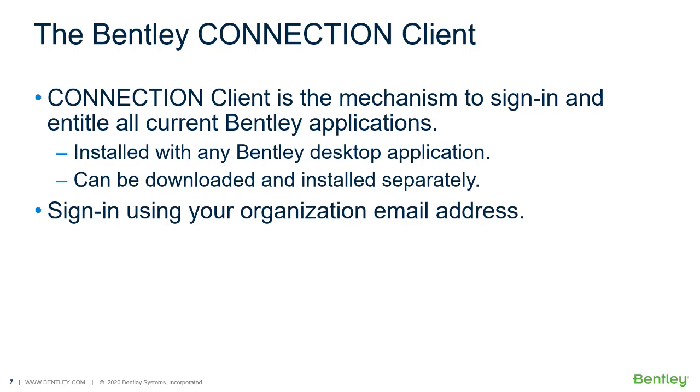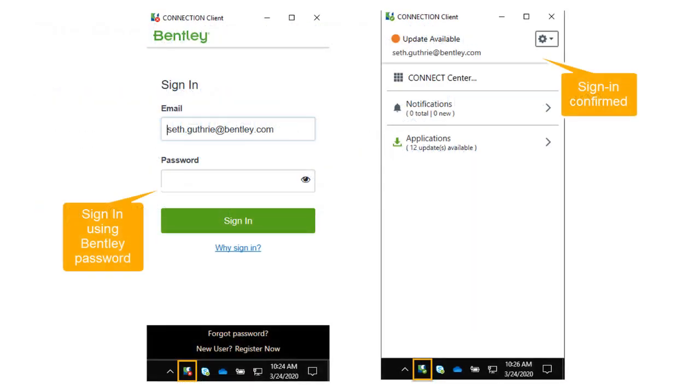You want to sign in using your work or company email address typically. And when you do this, you'll enter your email address and then your Bentley password. Now, if your company is federated with Bentley, as you tab into the password box, it'll be grayed out and you will be redirected to a company sign-in, and you'll use your normal credentials for signing into your own corporation. Once you're signed in, you can confirm your email address at the top of the Connection Client.